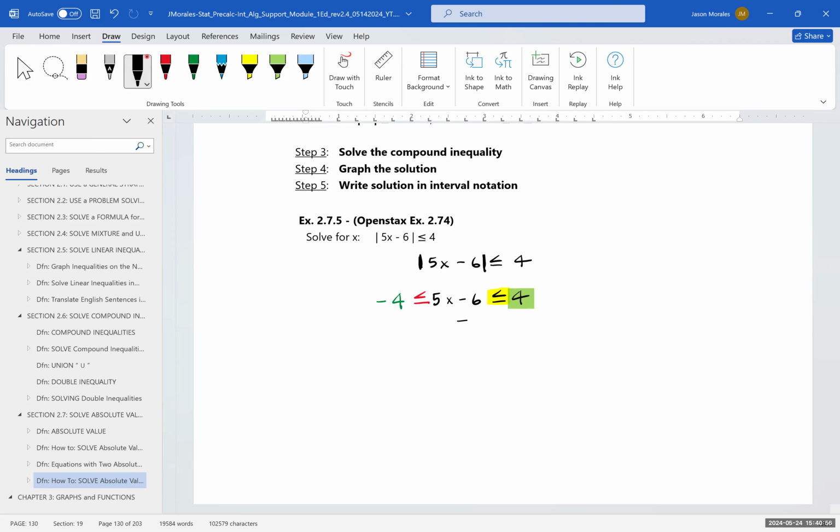To do this, we can just add 6 to the center, right and left. We're going to get 5x less than or equal to 10, greater than or equal to 2. Divide both sides by 5. And we have x is less than or equal to 2, greater than or equal to 2/5.